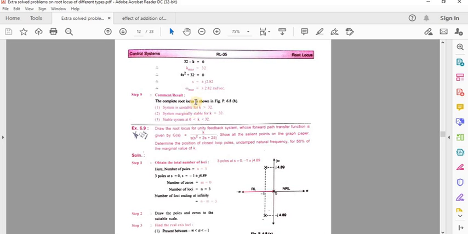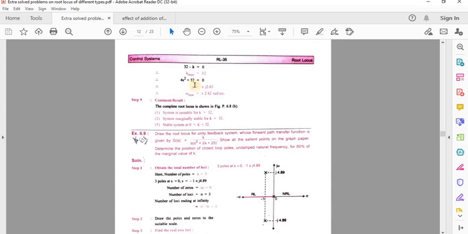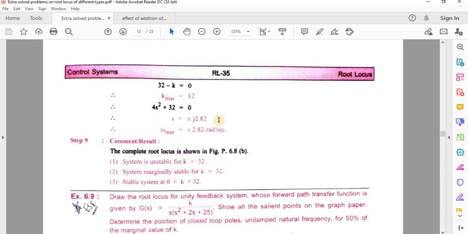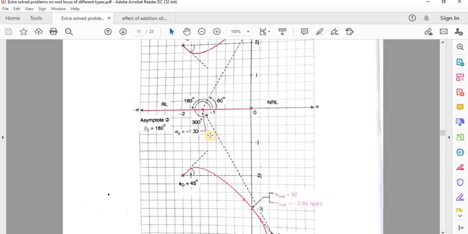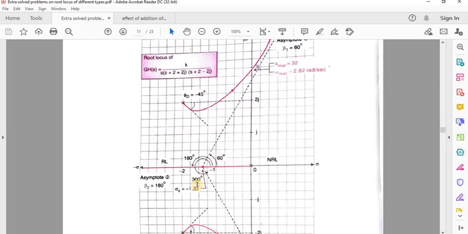Okay, and we can see from the s square row, meaning 4 s square plus k, 4 s square plus 32. You can take the value of k directly, then s will be the square root of this one, and we will get the value plus minus 2.82j. So I'll show you the root locus for that. Okay, you can see here three asymptotes. Then, okay, centroid, no need of breakaway point.